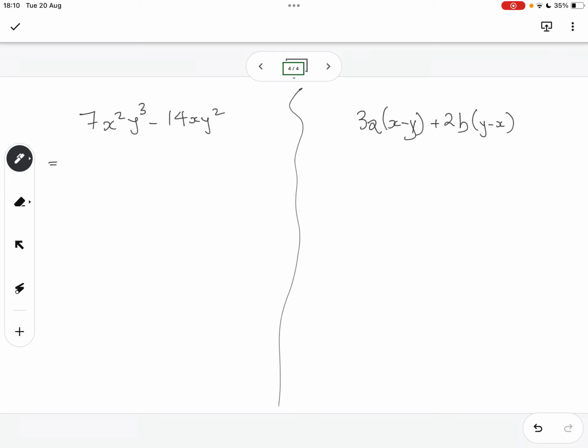xy squared. y squared, yes, but that's still not the highest common factor. xy is part of the highest common factor, but that's not the highest common factor. Remember, the highest means, how do I put it? How do I explain it? Highest common factor.